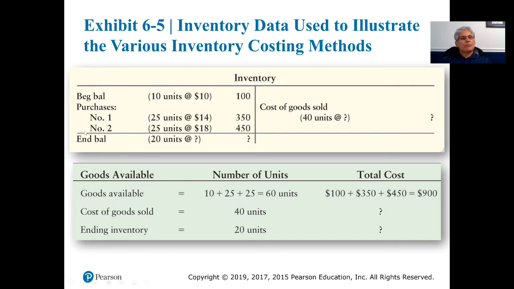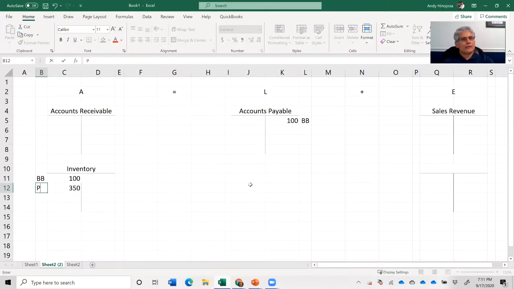Let's assume that in our first purchase, we purchased 25 units at $14 each. So we extend that price out, and we debited our inventory for $350. We'll call that P1. Now, so that we've got the bigger picture here, we'll go ahead and credit accounts payable again for the same purchase.